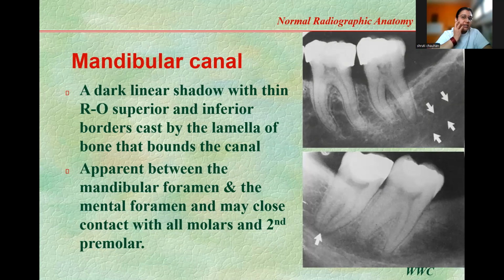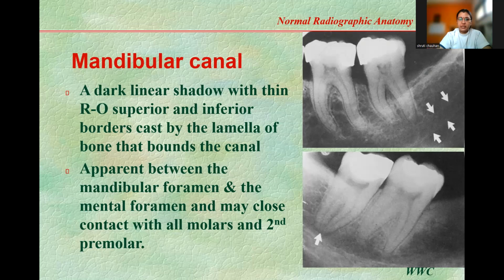So when we take a radiograph between your premolars and your molar region, you will see a radiolucent line over here below the root apices. So that is the mandibular canal. It is a dark linear shadow with thin radiopaque superior and inferior borders cast by the lamella of the bone that bounds the canal. What does this mean? It is a linear shadow. It is a line. It is a shadow in the form of a line. That is a radiolucency that is surrounded by a radiopaque bone.